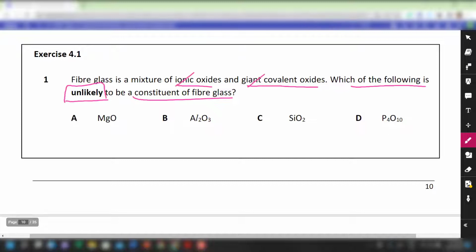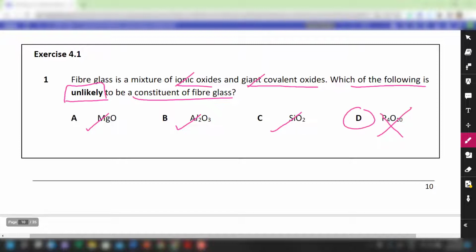MgO is ionic, so likely to be a constituent. Al2O3 is ionic, likely to be a constituent. SiO2 is giant covalent, likely to be a constituent. P4O10 is simple molecular, so not likely to be a constituent. So the answer to exercise 4.1 is D.